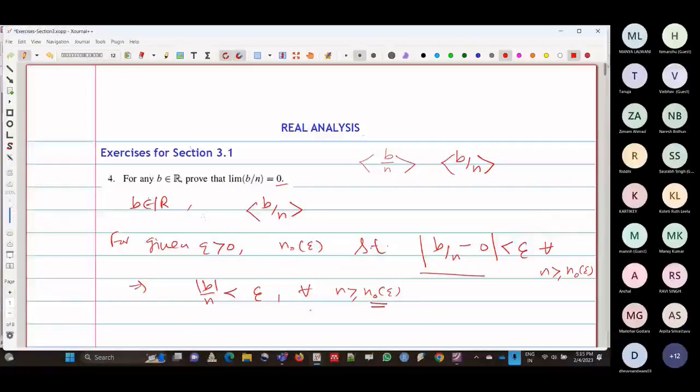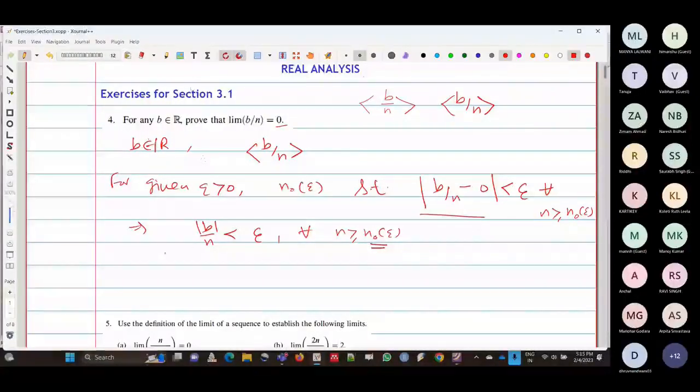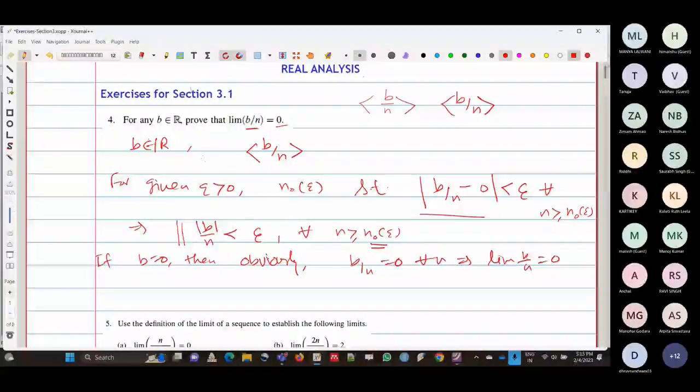And this n naught we can very easily find. How can we find it? We can find it with the help of this. So if b is 0, then there is nothing to prove in this case. If b equals 0, then obviously b upon n equals 0 for all n. So this implies that the limit of b upon n equals 0, because all the terms are going to be 0.